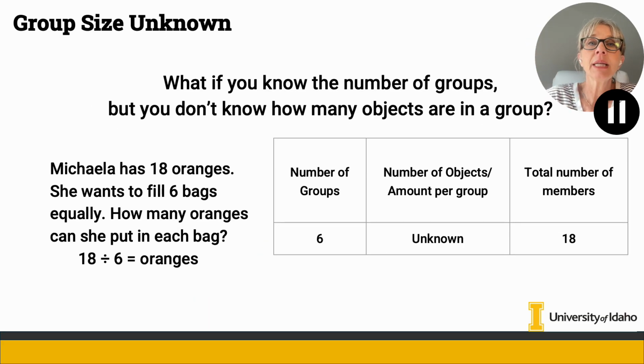Pause here and read the problem. What are we trying to find out in this situation? Here, Michaela knows the total is 18 oranges, but she wants to fill up 6 bags equally. She does not know the number of objects, the oranges, that go into each bag.